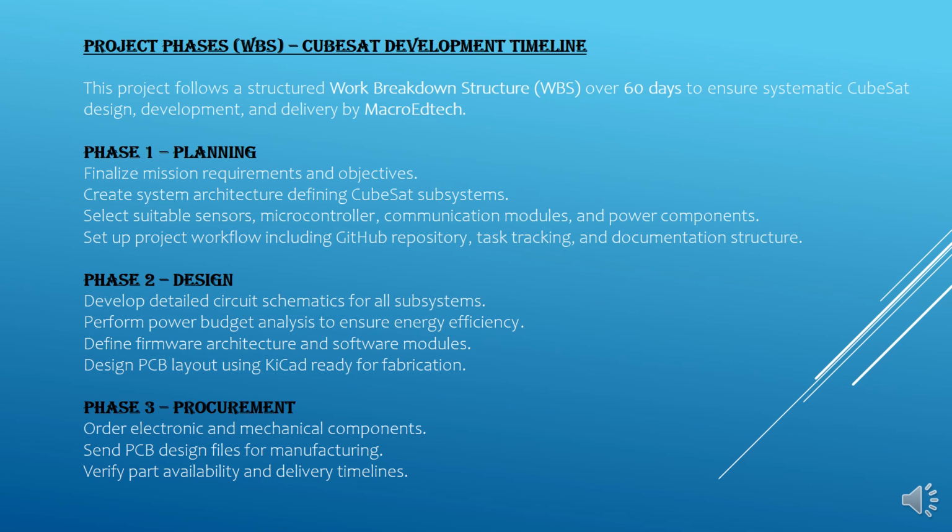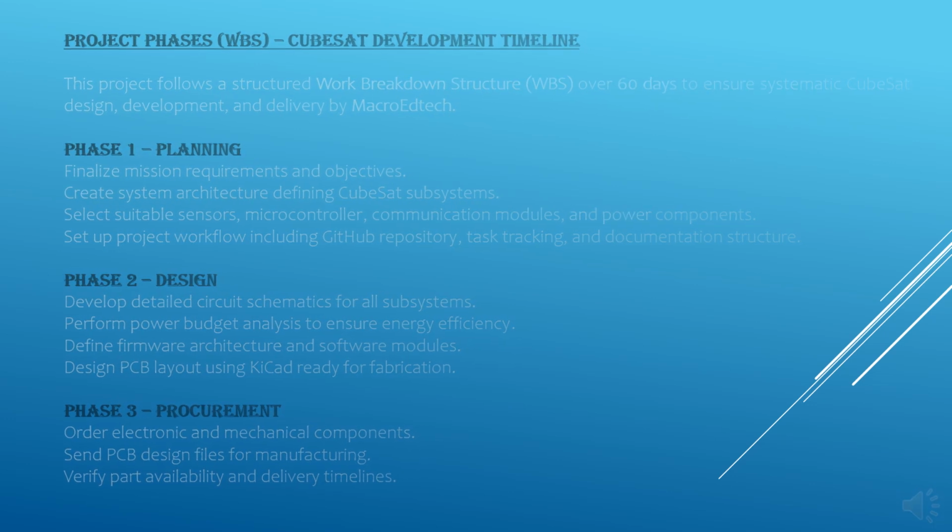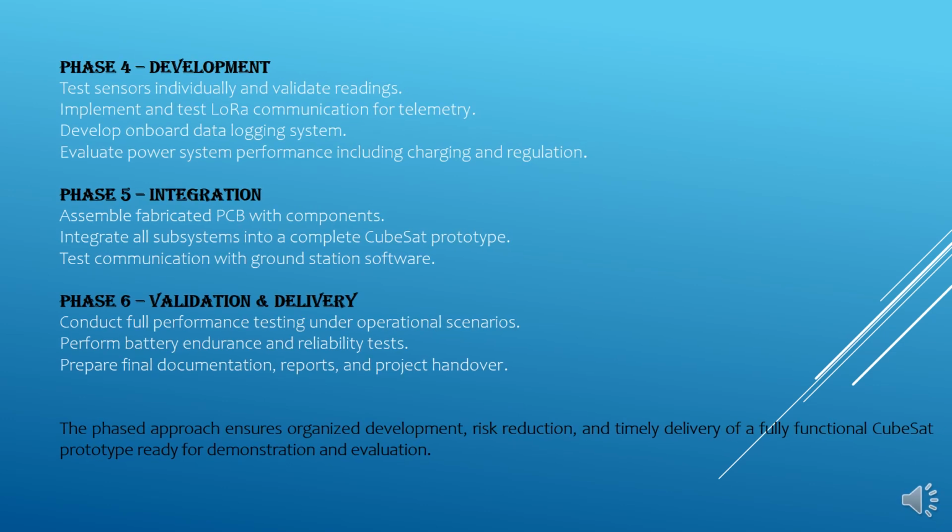Phase 2 is design, where circuit schematics, firmware architecture, and PCB layouts are developed. Phase 3 is procurement, where electronic components are ordered and PCB manufacturing is arranged. The fourth phase is development, where sensors, communication systems, and power subsystems are individually tested. Phase 5 is integration, where all the subsystems are assembled into the CubeSat prototype.